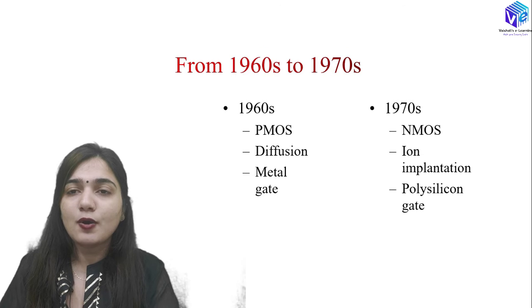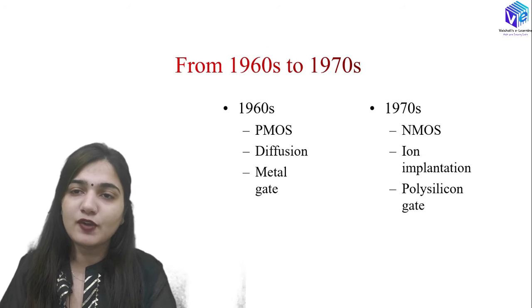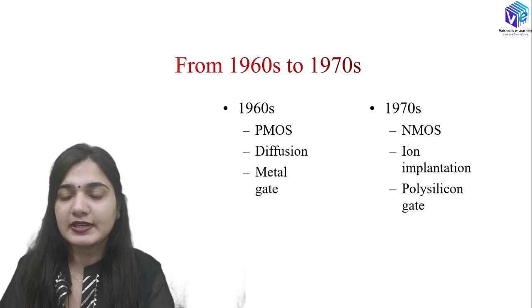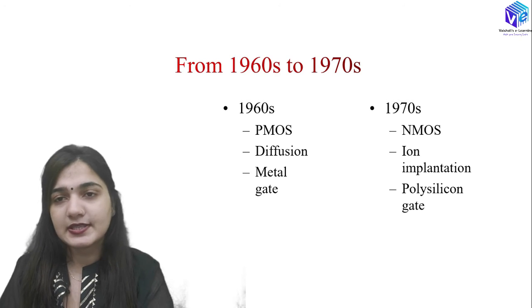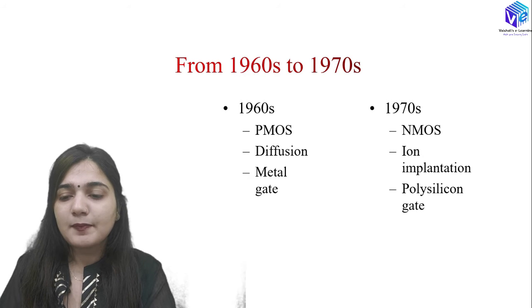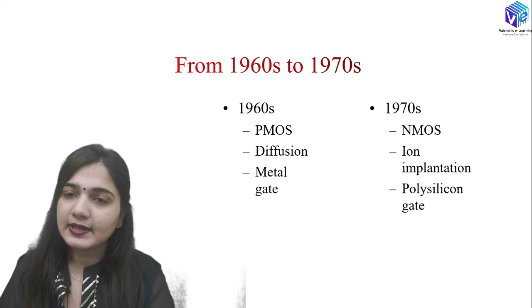Now how the technology was changing from 1960 to 1970, let's observe it. In the 1960s we were making the PMOS ICs, right? So only the PMOS ICs were there. How were we making the PMOS ICs? With the help of diffusion, and there I was using the metal gates, right?